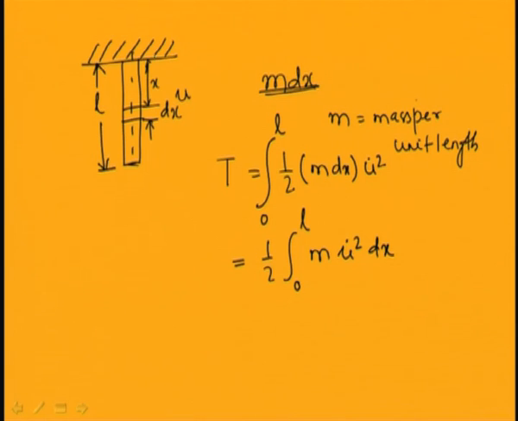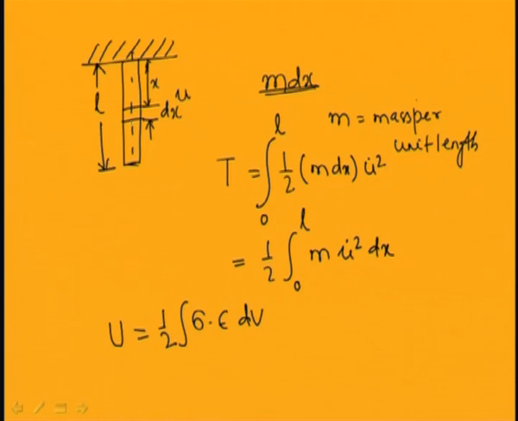Now to derive the potential energy. The potential energy is the strain energy stored in this rod. The strain energy can be found from this expression: strain energy equals half stress into strain into dV, where sigma is the stress, epsilon is the strain, and dV is the elemental volume of the small element we have taken.